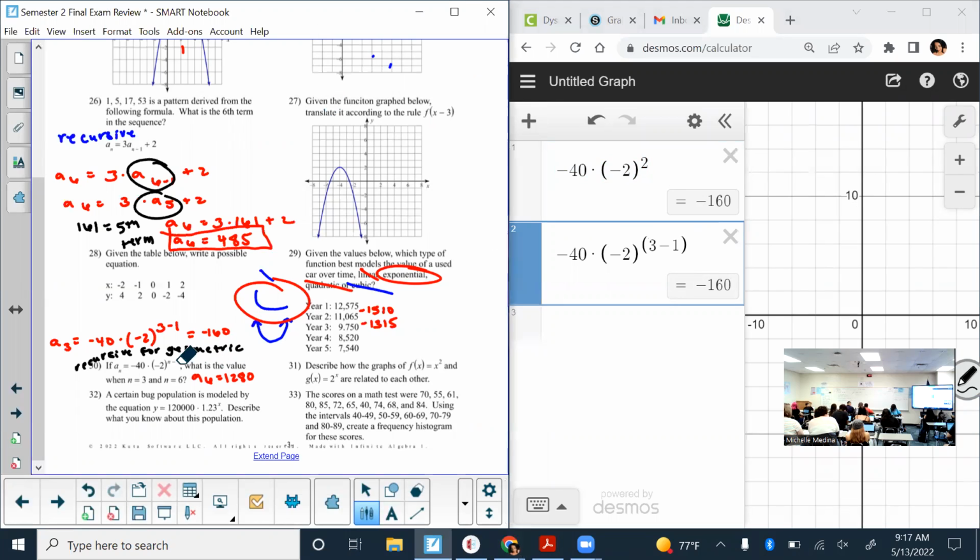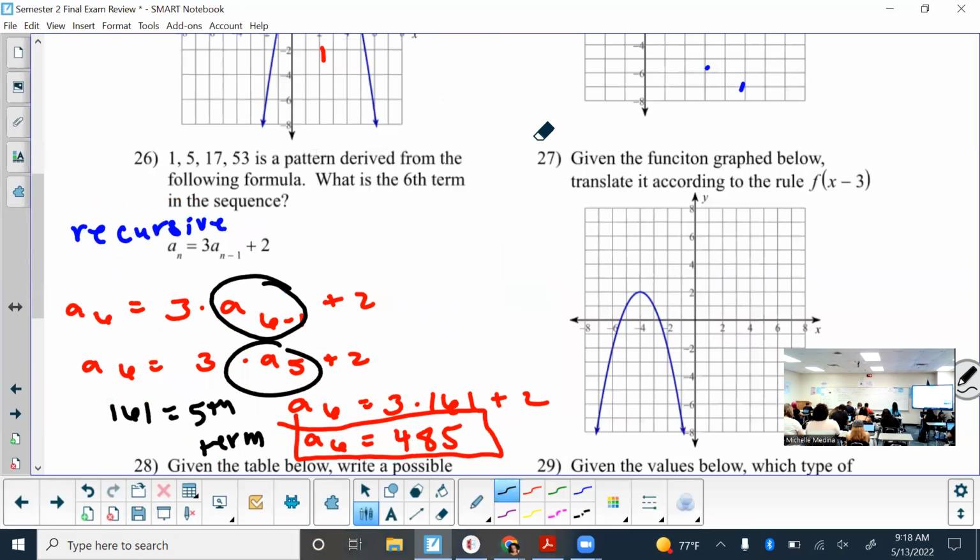Same with like the a sub 6. When n equals 6, you're just changing what n equals. So that's how we get the 1,208. All right, questions on 30? All right, I think that's all we have time for.